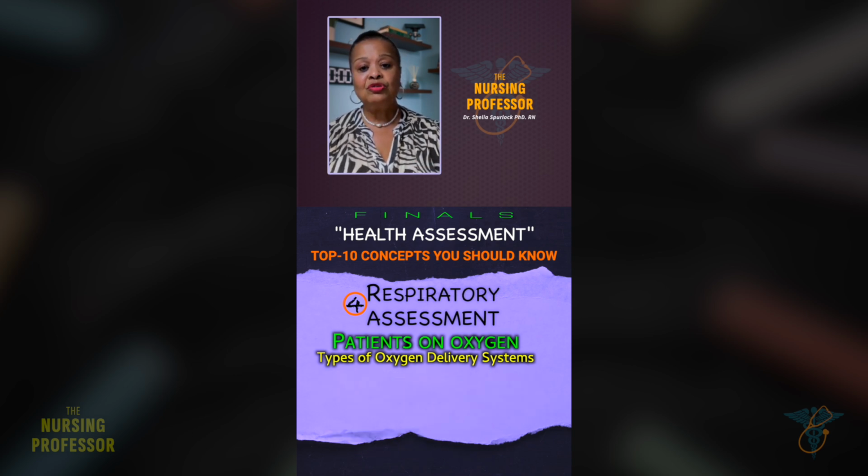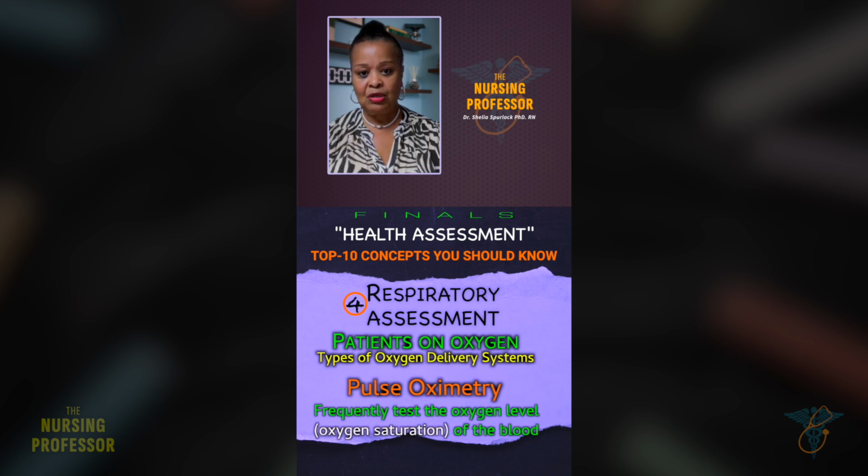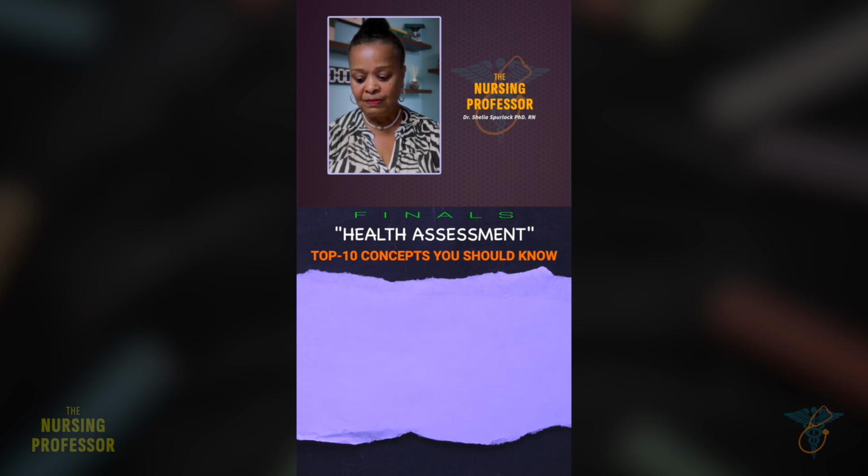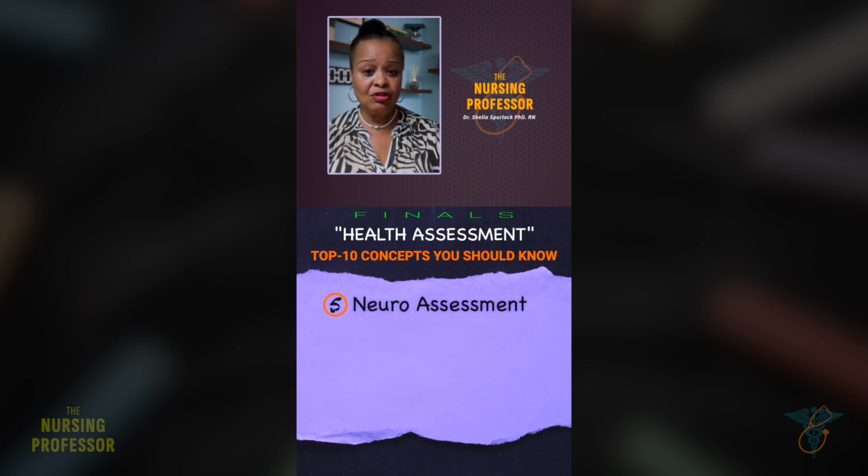Now, we want to do frequent pulse oximetry when we're actually assessing a person who has on oxygen, because we want to be able to dial that down. There is such a thing as oxygen toxicity, so you don't want to keep anyone at a high level for too long.